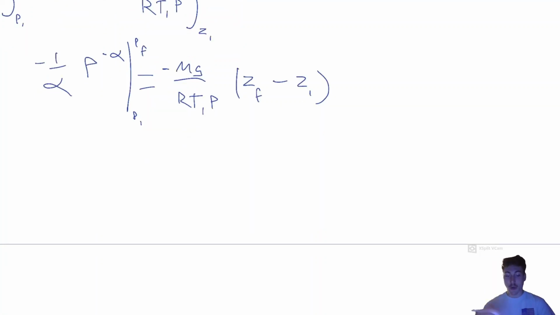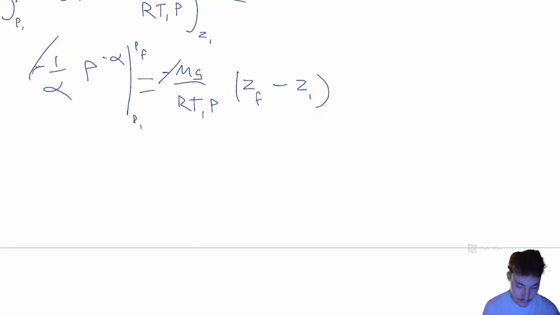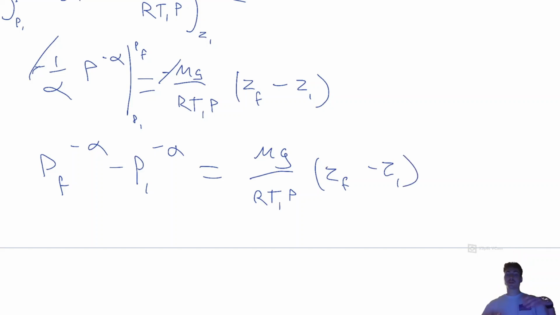So going back to this, we can get rid of the two negative signs, because those will cancel out. And then now we need to integrate from p final to p1, so we have p final to the negative alpha minus p1 to the negative alpha, equal to mg r t1 times z final minus z initial, or z1.